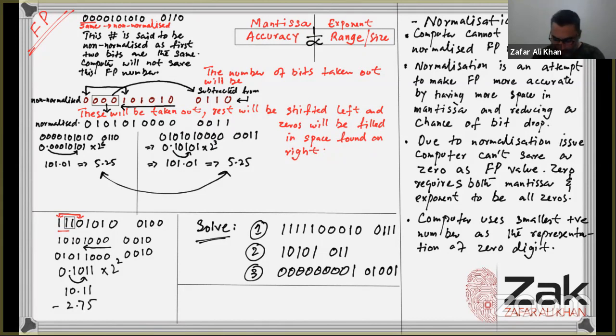All right. So now let's see. We have got this number. This is 0.5. We have to fill it in a 5 bit mantissa and 3 bit exponent. Let's say the word size is 8.